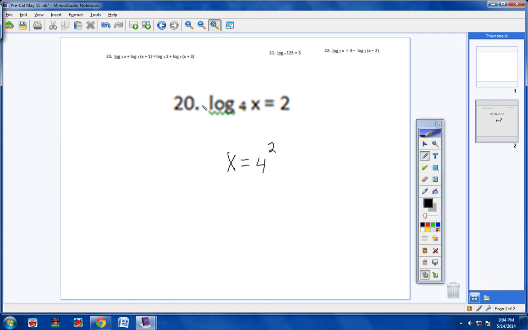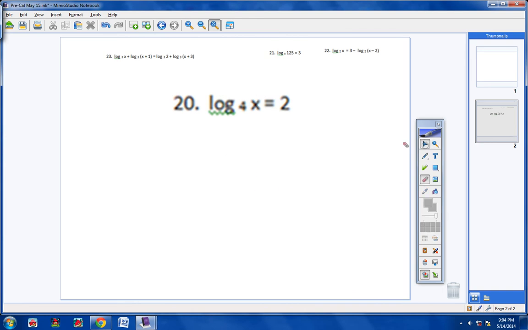Well, it looks like x equals 4 squared. So x equals 16. Now remember, on logarithmic equations, you must check your answers and make sure that the argument is always positive. Where the x is, if I put a 16, my argument is positive, so my answer is good. My answer is 16.